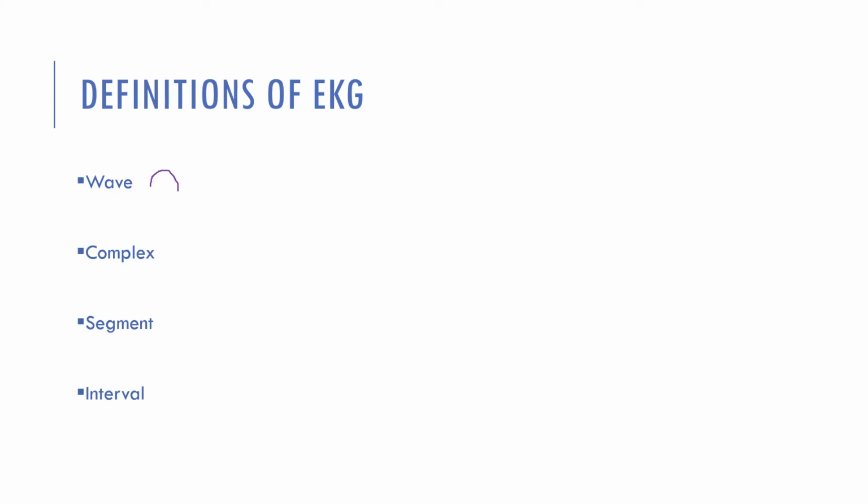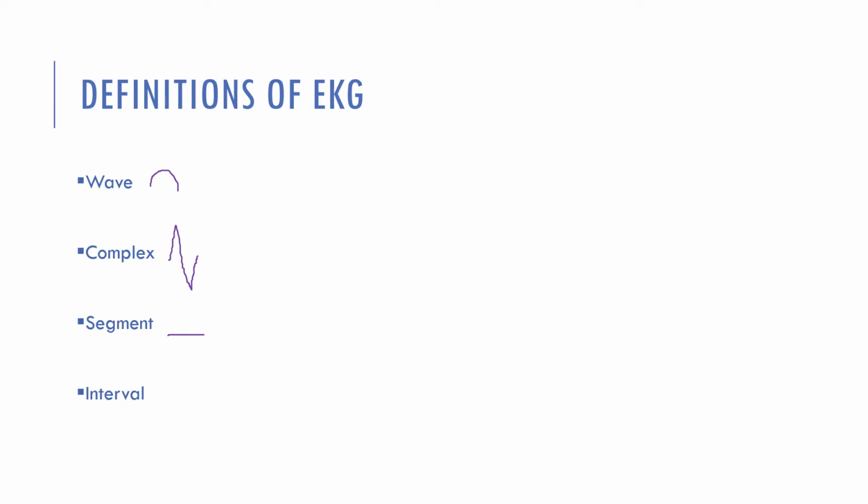A complex is several waves. So the complex is going to be what we see here. This is what your complex is going to look like. Then you have a segment. A segment is a straight line between a wave or a complex. So a segment is literally that straight line.